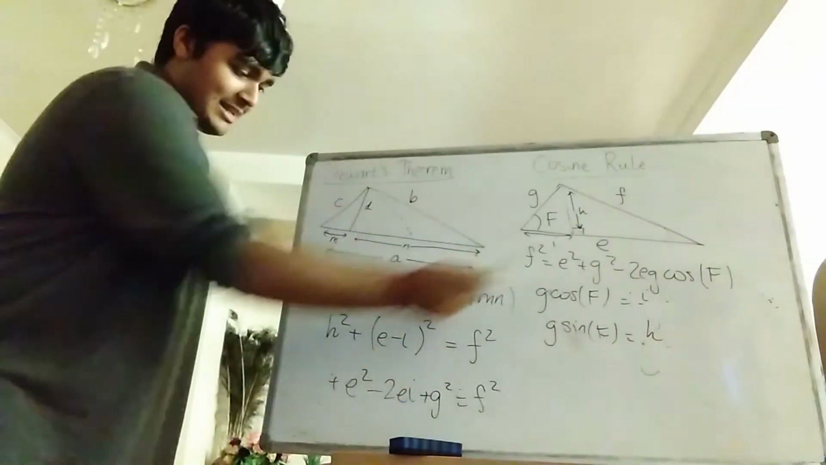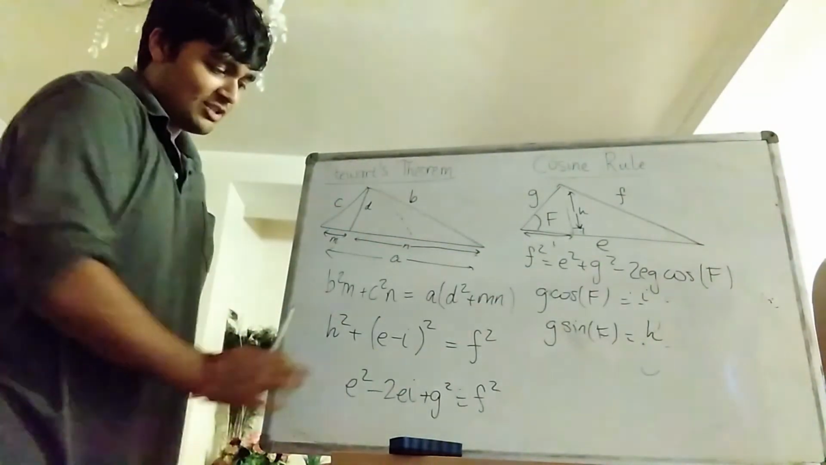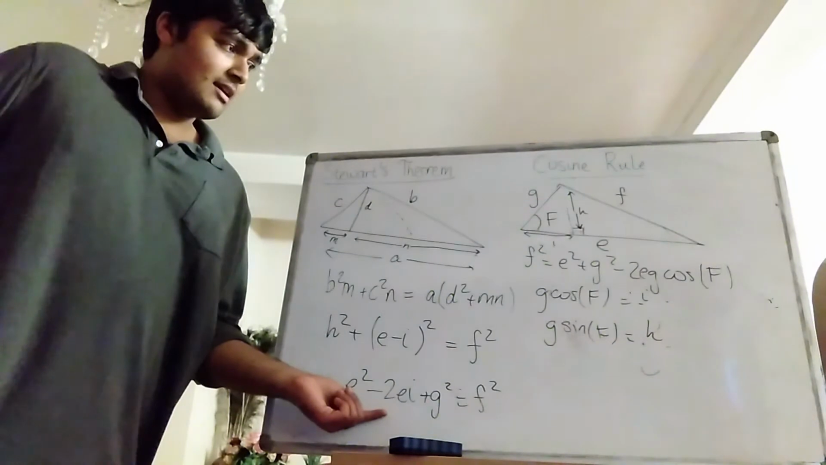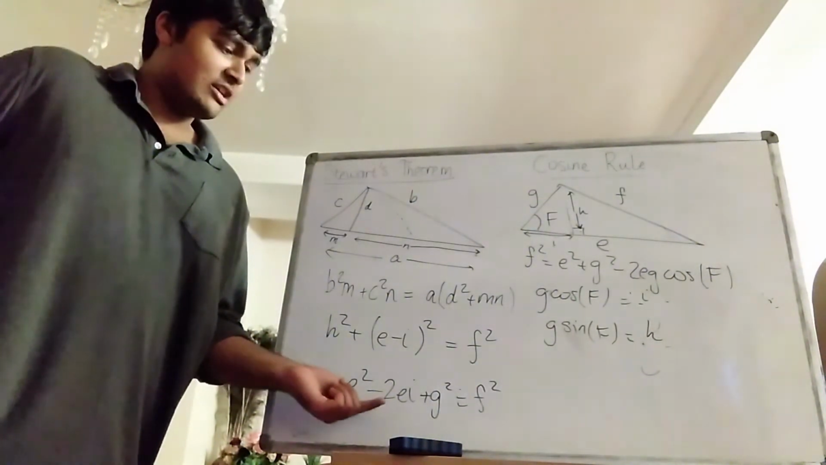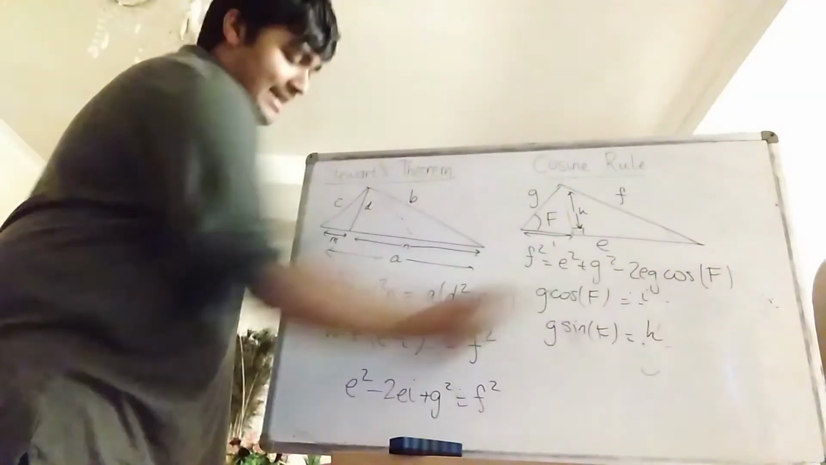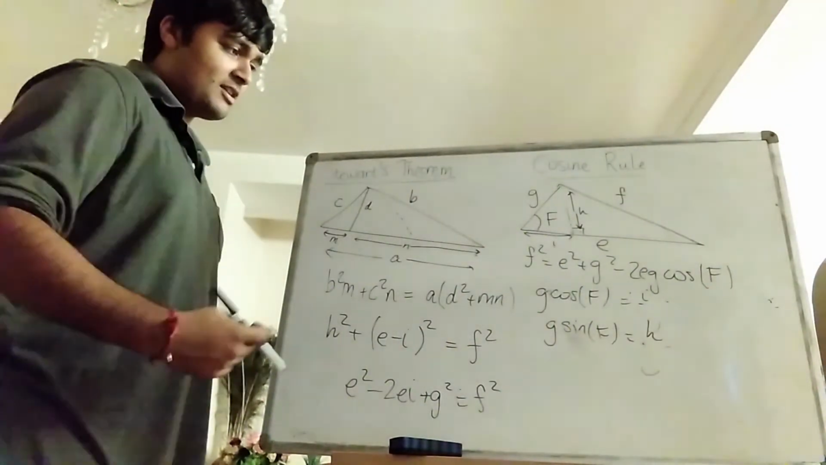Okay, so we've got g squared and the e squared there. What remains to show is that this thing here is 2eg cosine f, but that comes right from this thing here, swapping the i for g times cosine f.